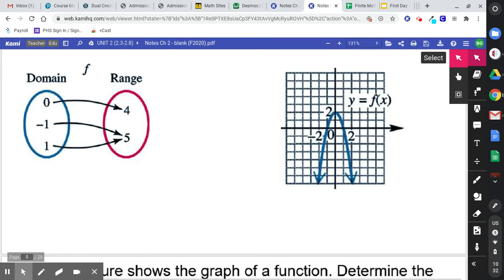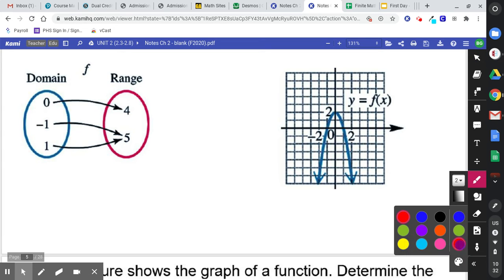Now, we're still finding f of 0. What do you think f of 0 is on this mapping? 4. F of 0 equals 4. Very good. You just follow the arrow. Plug in 0, you get out 4.